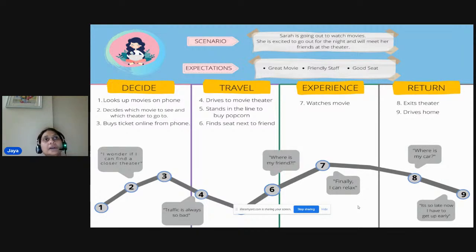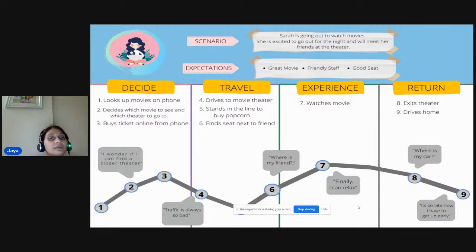And even when we go for an app, we always have that in our mind: if anybody has suggested a movie to you, whether I can get this movie in that particular theater which is near my hotel, and whether I can get the tickets. So the decision part is the first point when Sarah is going to watch a movie.